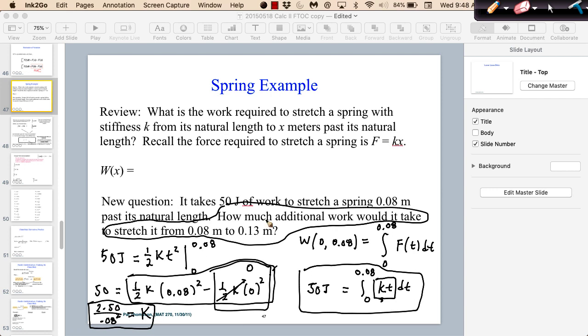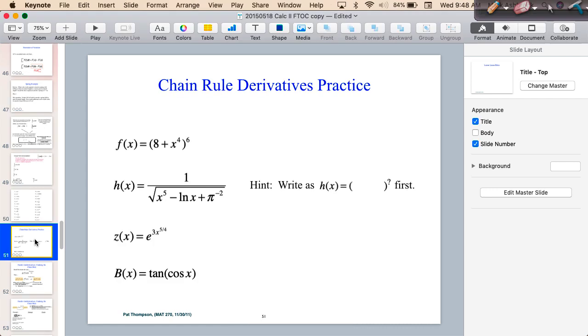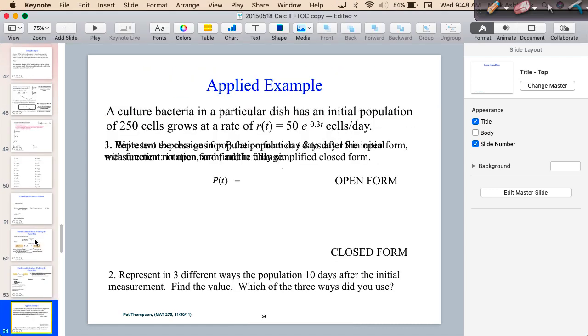Any questions? Any questions about that? Okay, another example, really important example here. Can I erase? Are we good? This one.